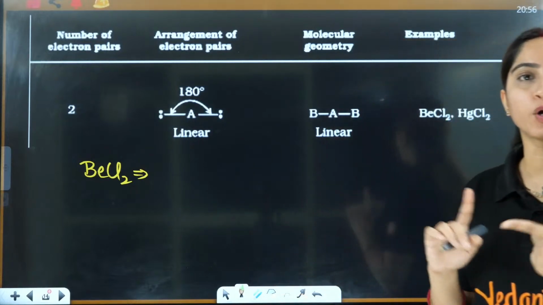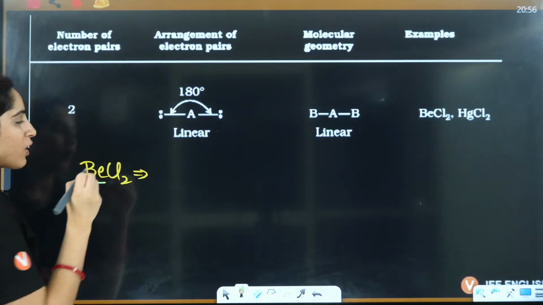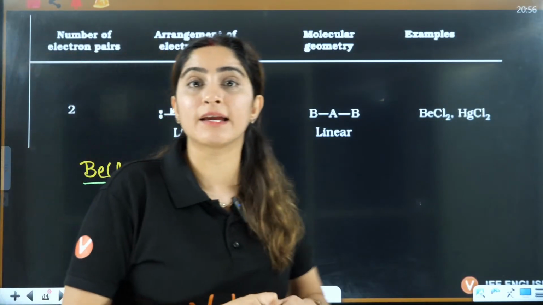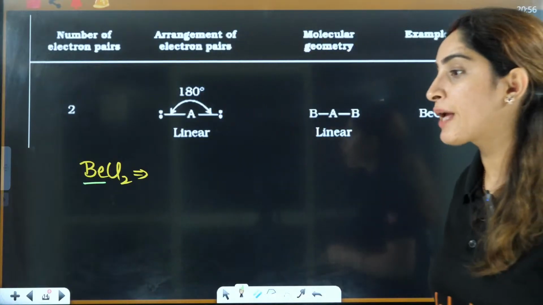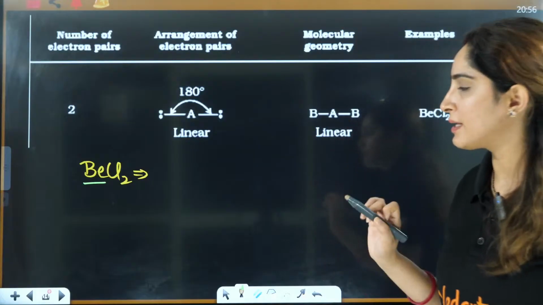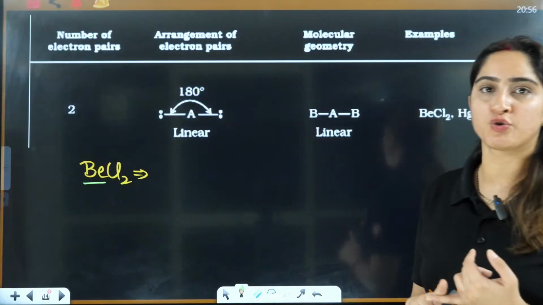To solve this, what will you do? Firstly, we need the steric number. Have I taught you how to calculate the steric number? Yes. How to calculate the steric number? The simple thing is: beryllium belongs to which group?